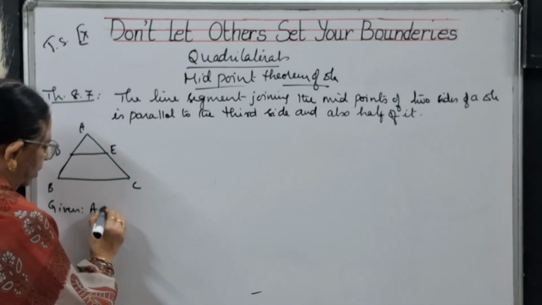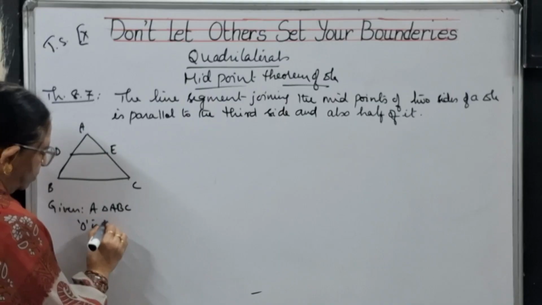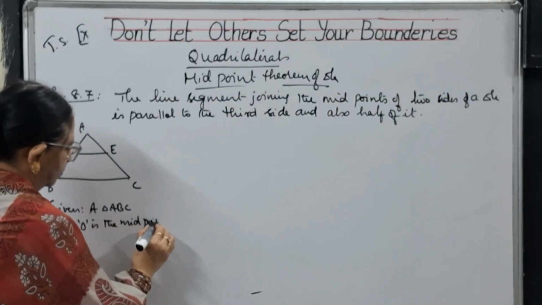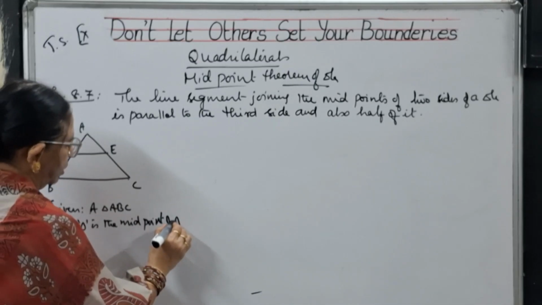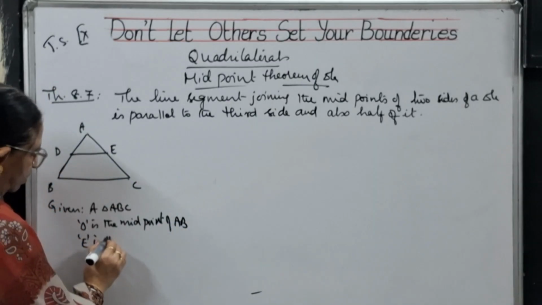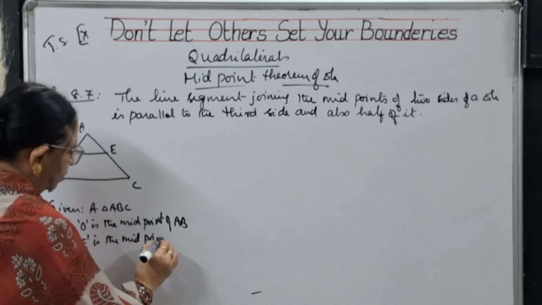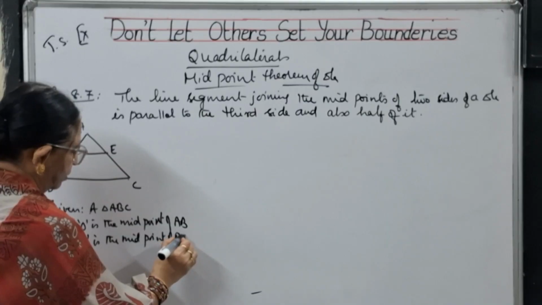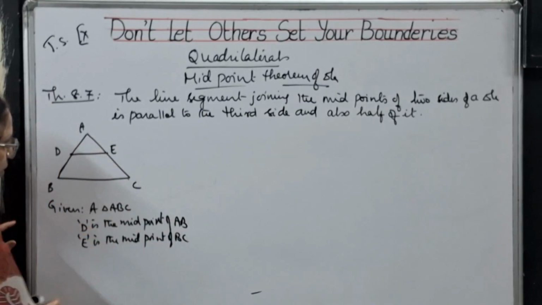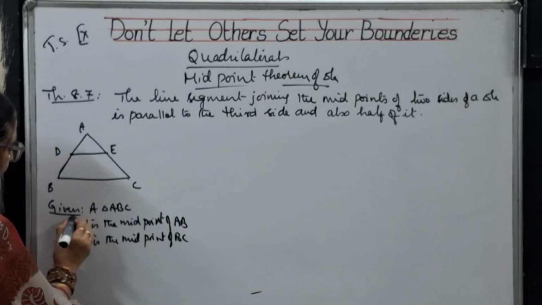We have got a triangle ABC. D is the midpoint of AB and E is the midpoint of BC. This is D. D is the midpoint of AB. E is the midpoint of BC. This is given to us.